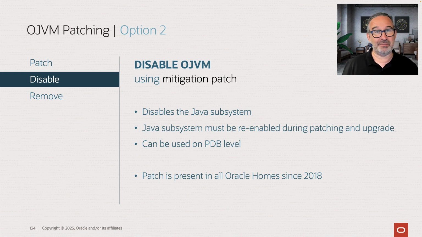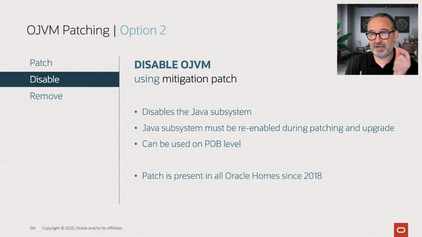Second option, you disable OJVM with the mitigation patch. Now, the good thing is the mitigation patch is on all your homes since 2018. Nothing to install, it's usually always there. And the mitigation patch allows you to disable the Java subsystem. Now, when the Java subsystem is disabled, nobody can abuse your OJVM in the database, which is really a good workaround, I would say, if you can't patch quarterly. Still, we would recommend you patch quarterly, but if you can't, the mitigation patch is a good workaround.